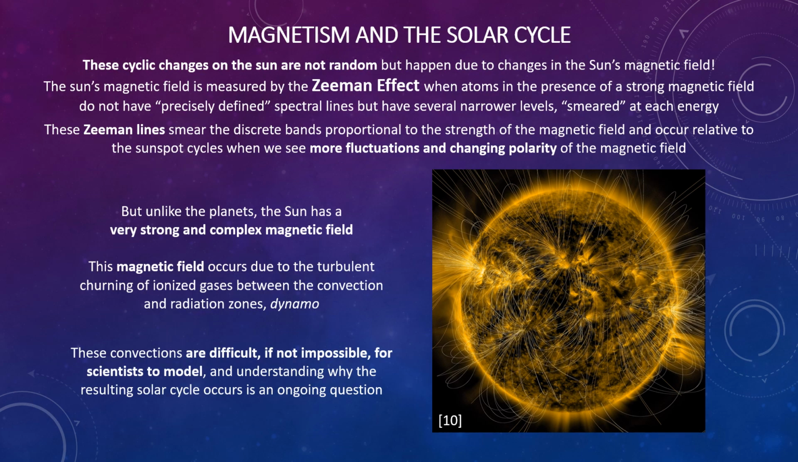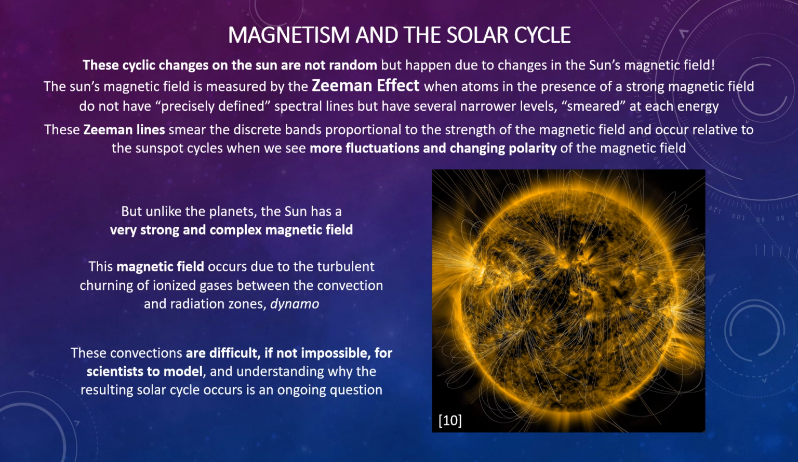These cyclic changes in the sun aren't random, but happen due to the changes in the sun's magnetic field. We measure the sun's magnetic field by what's known as the Zeeman effect. And this is when atoms in the presence of a strong magnetic field don't have precisely defined spectral lines, but instead several smaller, narrower levels which are smeared across the energy levels. This Zeeman line smearing in discrete bands is proportional to the strength of the magnetic field and occurs relative to sunspot cycles. We see more fluctuations and changing polarity of the magnetic field.